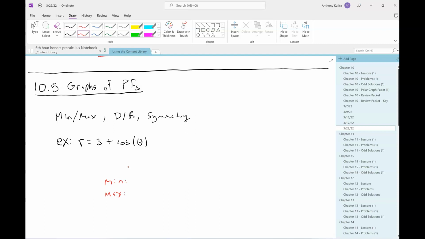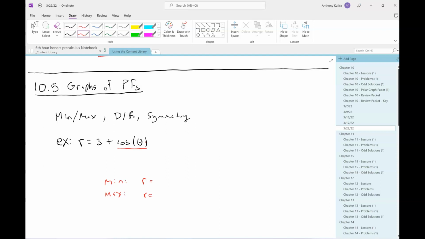When we say the min and the max, we're talking about the minimum value r can have and the maximum value r can have, since it's the dependent variable. If I look at this equation, the minimum and maximum values of r are really dependent on cosine theta, right? Wherever cosine theta is at the minimum, r would be at its minimum. And wherever cosine theta is at its maximum, r would have to be at its maximum, since they're just adding 3 to whatever that is. Does that make sense? Okay.